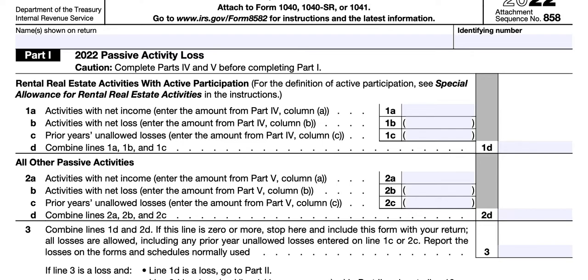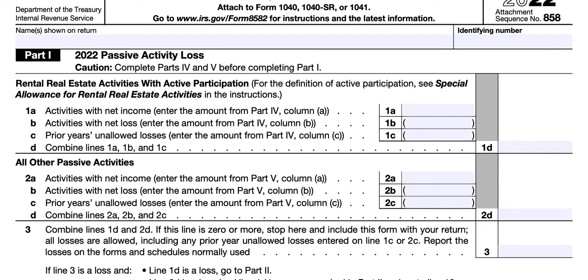A passive activity loss occurs when total losses, to include prior year unallowed losses from all passive activities, exceed the total income from your passive activities. In general, passive activities include trade or business activities in which you did not materially participate for the tax year, and rental activities regardless of your participation. Passive activity losses cannot be used to offset income from non-passive activities.